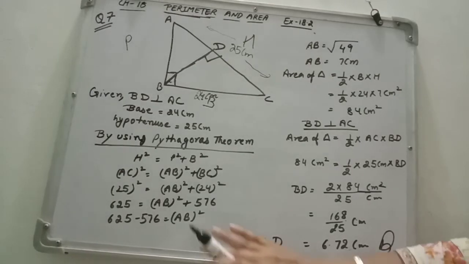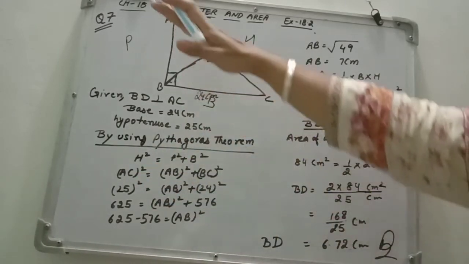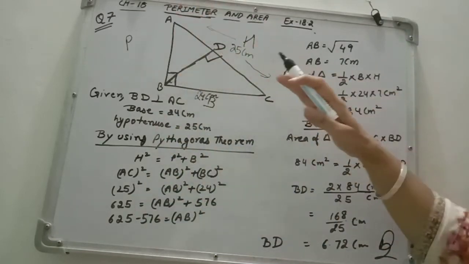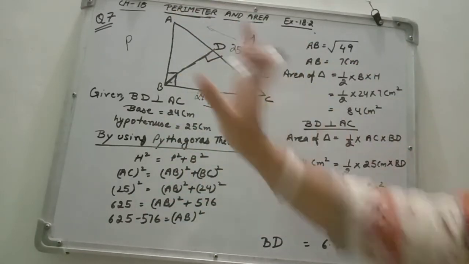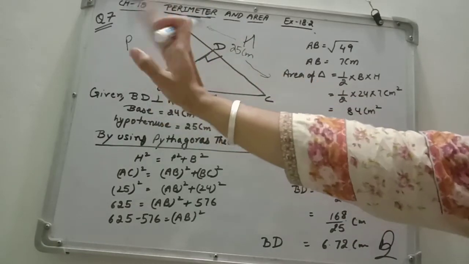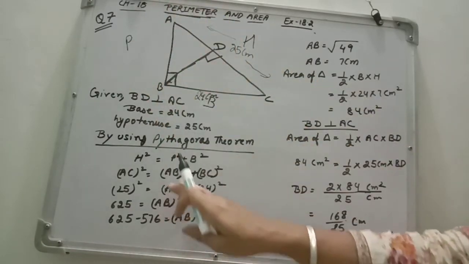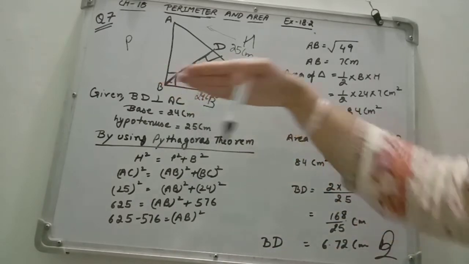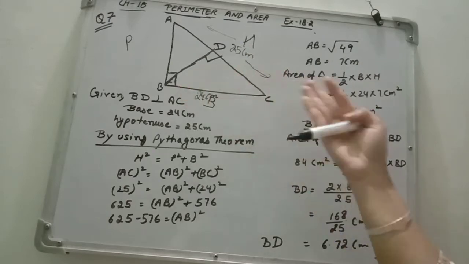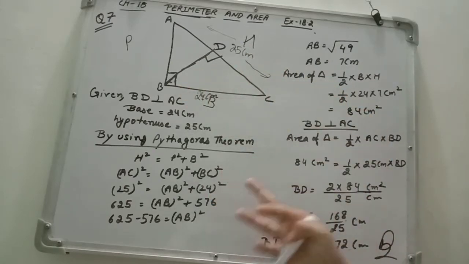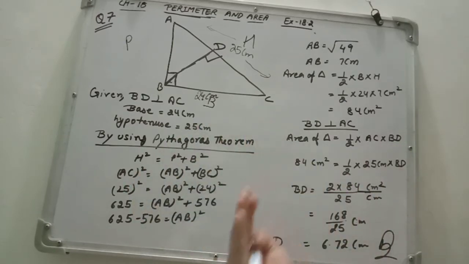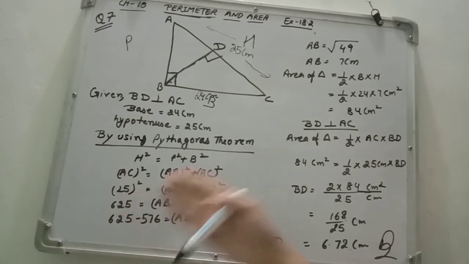Clear? Now we are using hypotenuse square. What is hypotenuse? 25 square, AC square. What is perpendicular here in the triangle ABC? AB. AB is perpendicular, so we write AB square. We don't know the value of AB. So base square, what is base? 24. BC square means 24 square. Here square means multiply the particular number 2 times. So 25 multiplied 2 times, 25 times 25, is equal to 625.